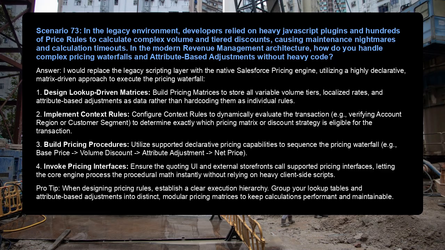3. Build pricing procedures. Utilize supported declarative pricing capabilities to sequence the pricing waterfall, for example, base price to volume discount to attribute adjustment to net price. 4. Invoke pricing interfaces. Ensure the quoting UI and external storefronts call supported pricing interfaces, letting the core engine process the procedural math instantly without relying on heavy client-side scripts. Pro tip: when designing pricing rules, establish a clear execution hierarchy. Group your lookup tables and attribute-based adjustments into distinct, modular pricing matrices to keep calculations performant and maintainable.